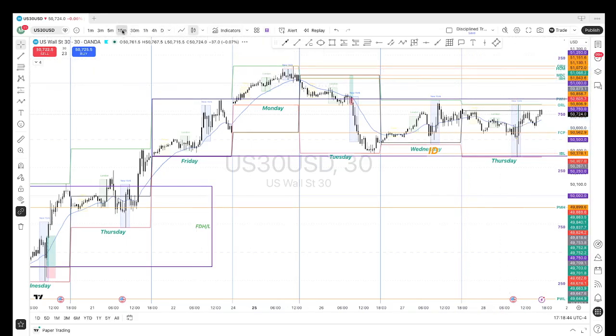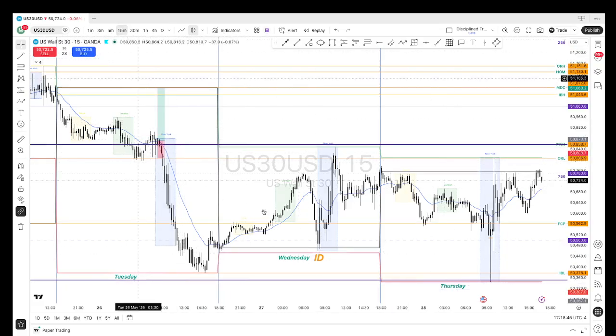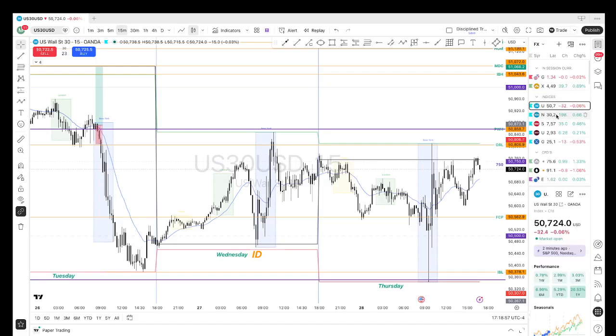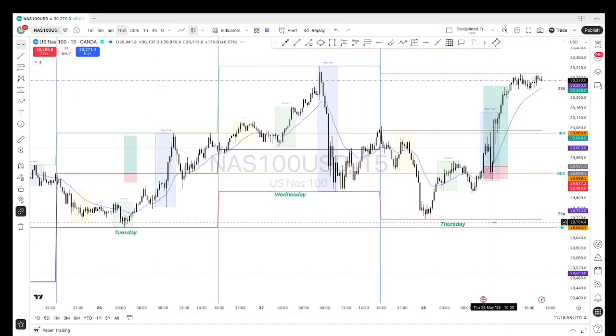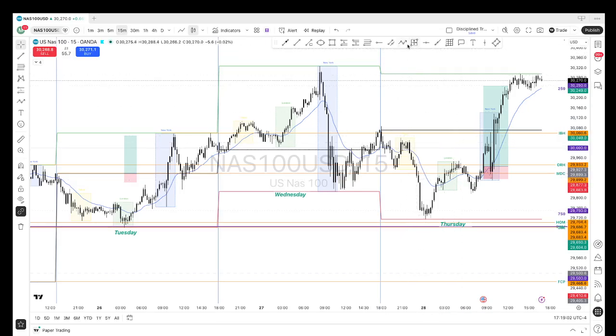So for me, I like to stay on the 15 for my entries. Sometimes I'll go to the 5 for my entries. So in this case, there was no trade for me for the YM. NASDAQ, NQ, 3-session setup, peak high. Asian session, peak high. Peak low, London. Complete the triangle. Upside down triangle.